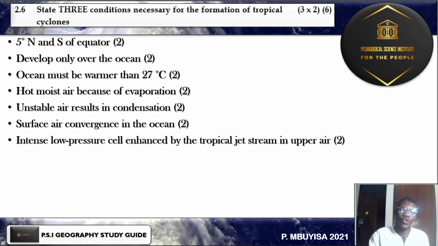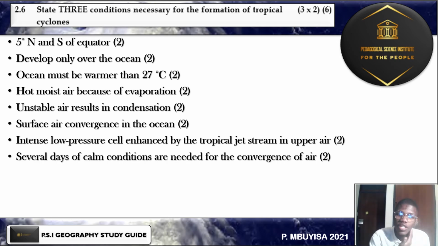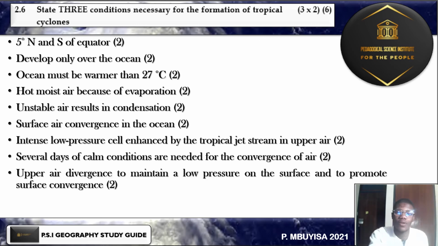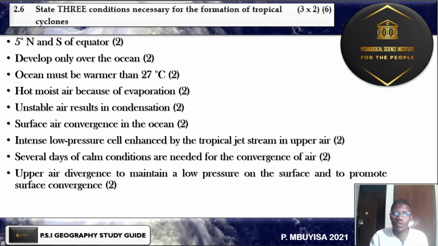And again, you need to have intense low pressure enhanced by the tropical jet stream in the upper air. Remember, the jet stream leads to our air pressure gradient, or air moving into the system, right? And we need to have several days of calm conditions needed for the convergence of air. And we need to have upper air divergence to maintain a low pressure on the surface and to promote surface convergence. Very important. So those are some of the conditions that we need to feel.